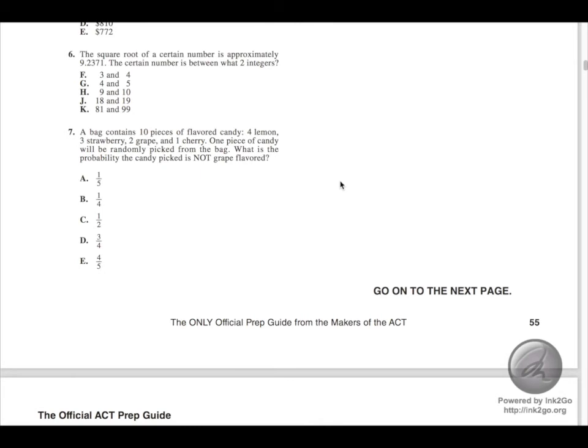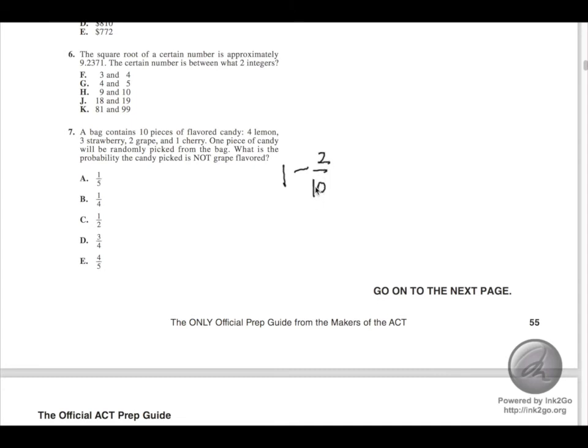The last problem on this page is a probability problem, where we're looking for the probability that if we pick a candy randomly, it is not grape flavored. Now, there's two different ways to do this. The quickest way is to find out what the probability is that we do get a grape-flavored candy and subtract that from 1. So what we get is 1 minus 2 over 10.